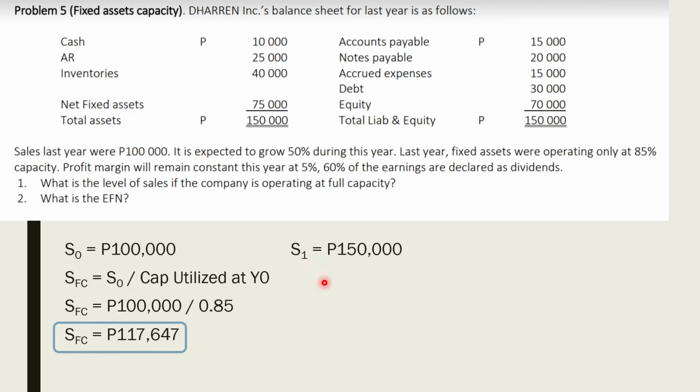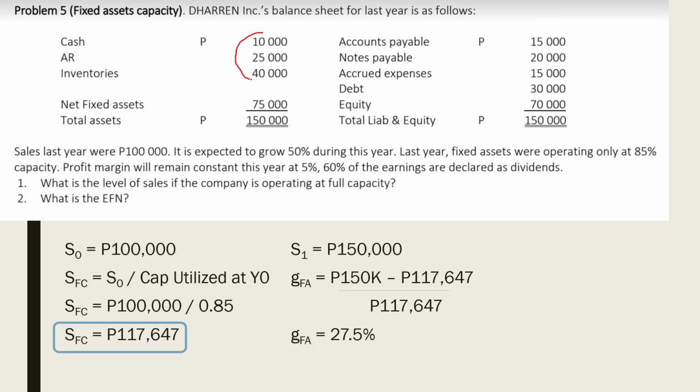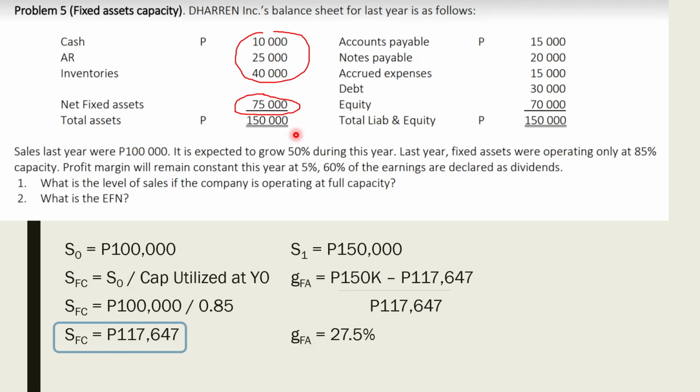So let's calculate the growth rate for our fixed assets. If next year's sales is at 150K, our fixed assets have a current capacity of 117,647 in sales. 150K minus 117,647, divided by 117,647. Your fixed assets are expected to grow by 27.5%, should we want to push through with 150,000 sales next year. So you will have separate calculations for the growth of your current assets and your fixed assets.